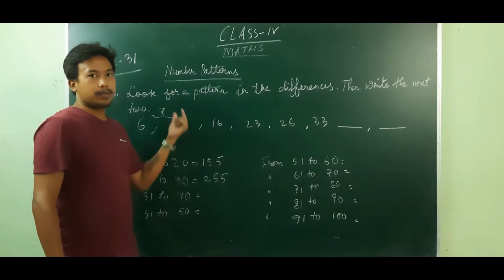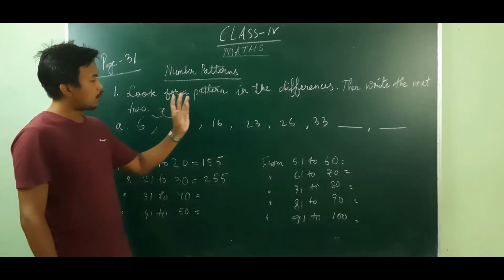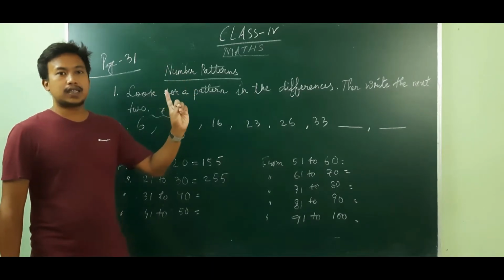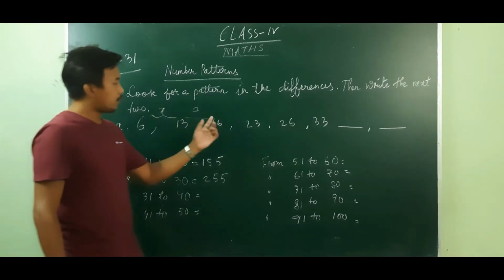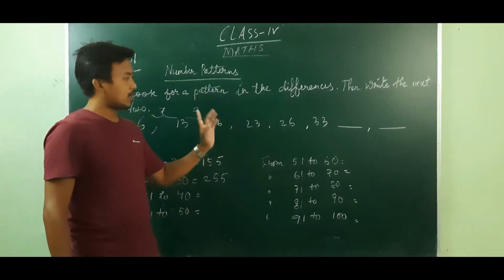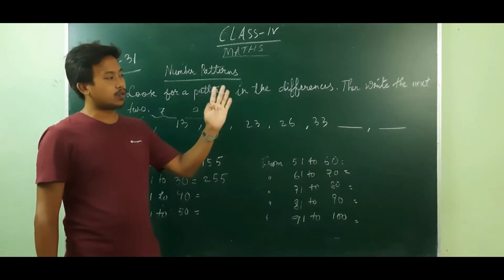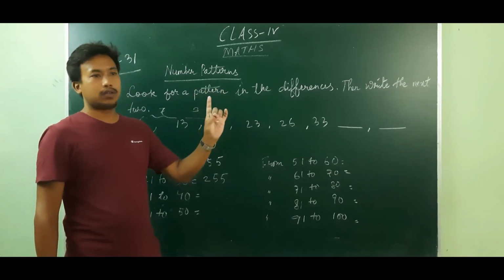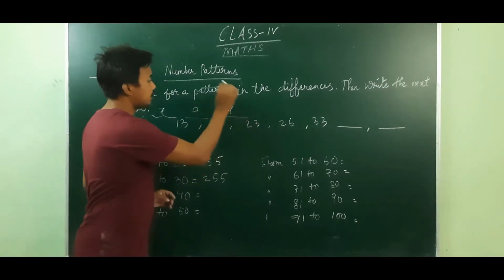Now start counting from the next number after 13, that is 14. Now 14, 15, 16. That is 3. Here we have a gap of 3. Again from the next number after 16, that is 17, 18, 19, 20, 21, 22, 23. Again, we have a difference of 7.